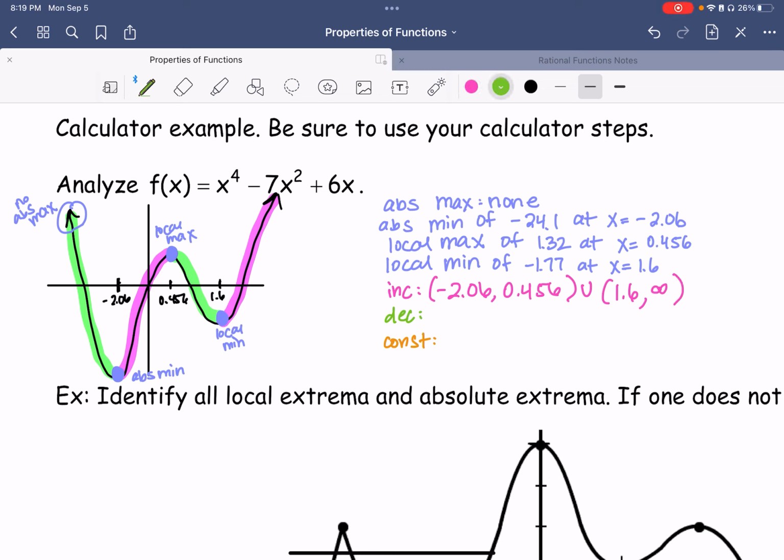Now where are we decreasing? So we start decreasing at negative infinity, and it stops decreasing at negative 2.06. And then we decrease again from 0.456 to 1.6. So between these x values, we are decreasing. And as you can see, it's not constant anywhere. So I'm going to put none for that one.